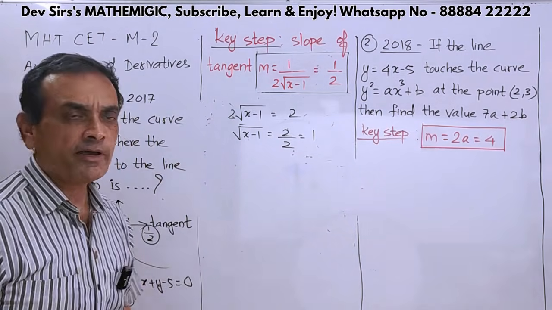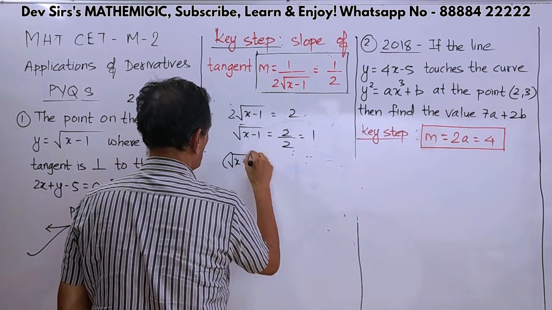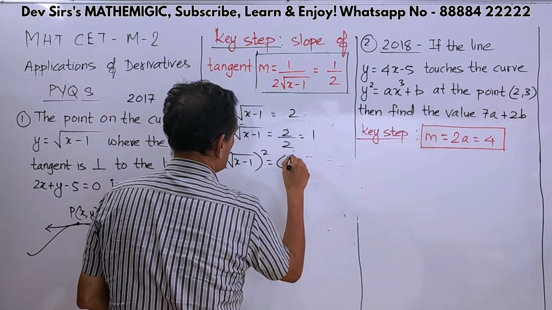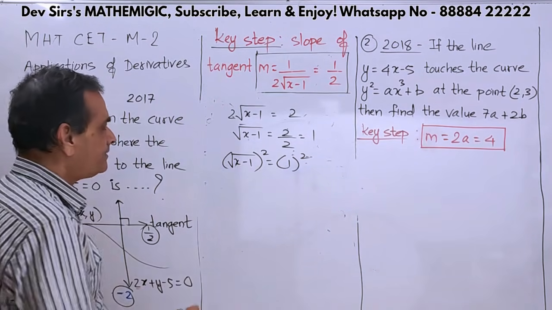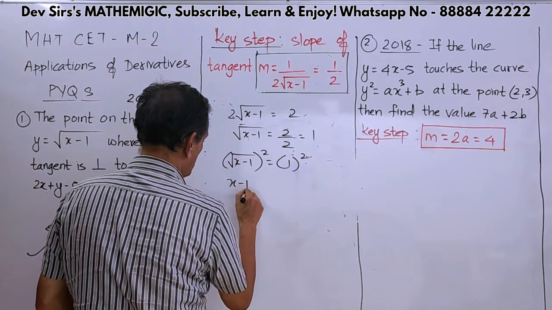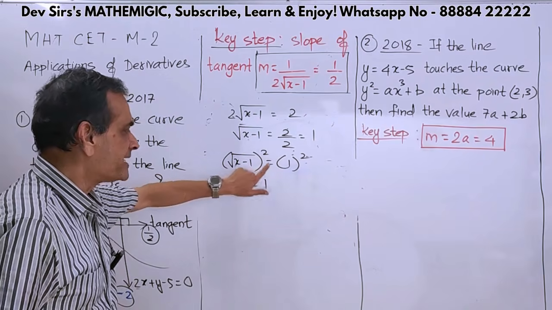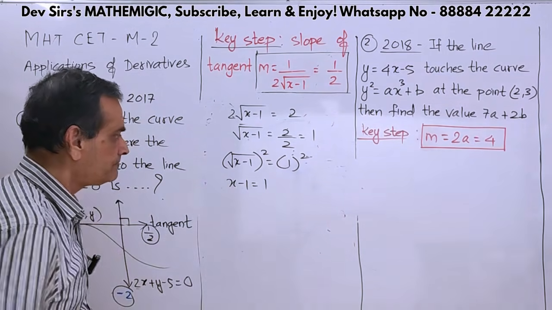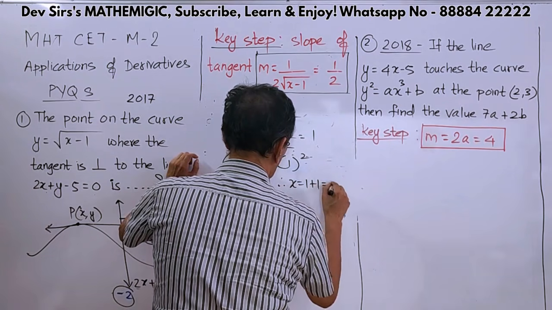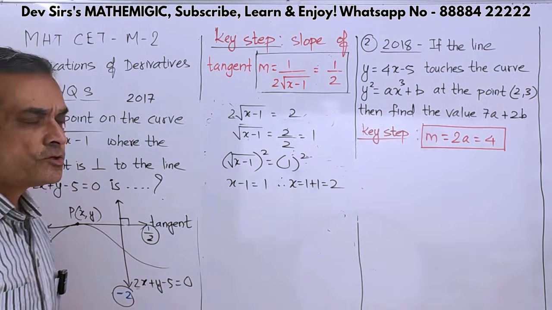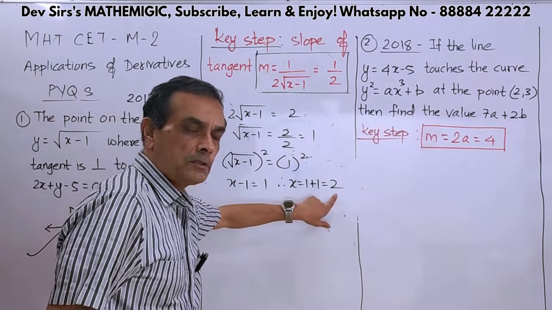Get rid of the square root sign by squaring both sides. यहाँ भी स्क्वायर करो. Root and square gets cancelled. x minus 1, 1 squared is 1. So 1 plus 1 gives you x equal to 2. Now x मिल गया.